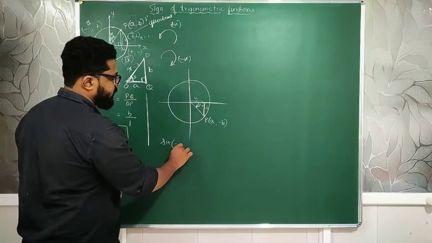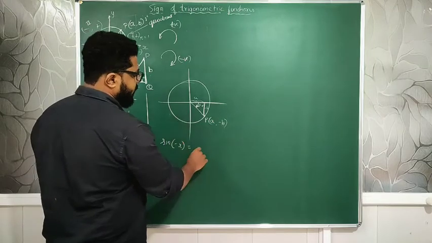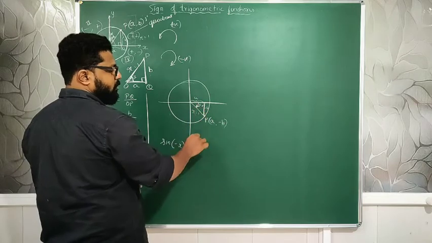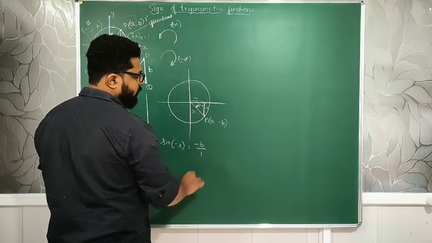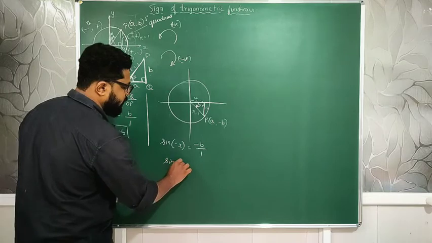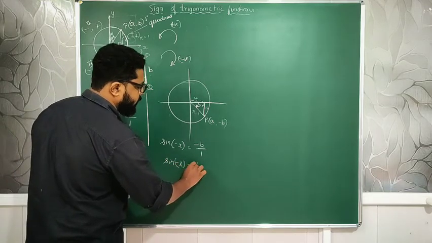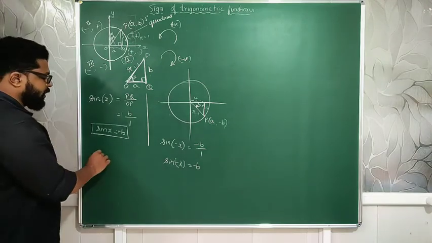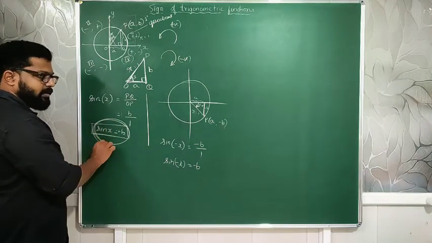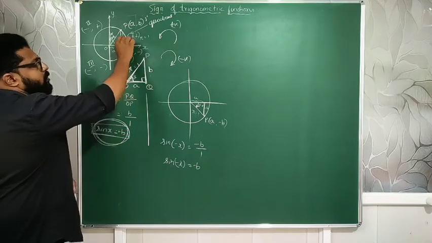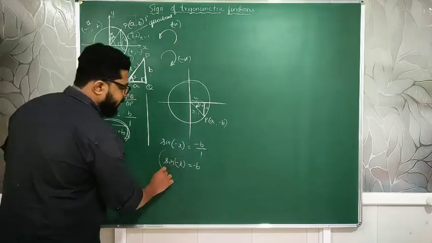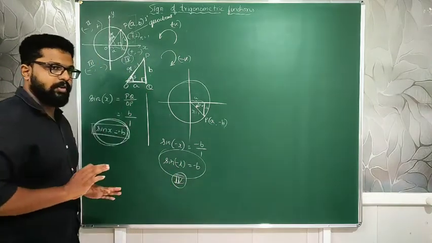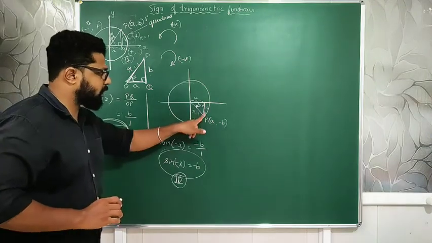So sine of minus x, if I try to find out, would be again this side by the hypotenuse, that is r equal to 1, that is minus b divided by 1. It is going to be sine of minus x is equal to minus b. So from this, I can conclude one thing. The sine of any angle is positive in the first quadrant, but it is negative in the fourth quadrant. You understood the point? And this is in the fourth quadrant what I am talking about.